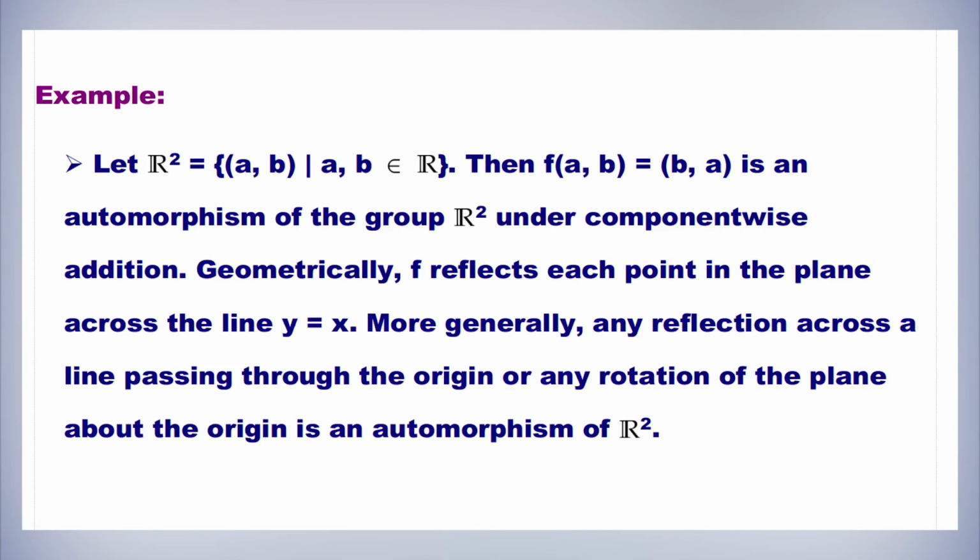Example 1: let R squared be the set of (a, b) such that a, b belong to R. Then f(a, b) = (b, a) is an automorphism of the group R squared under component wise addition. Geometrically, f reflects each point in the plane across the line y equals x. More generally, any reflection across a line passing through the origin or any rotation of the plane about the origin is an automorphism of R squared.